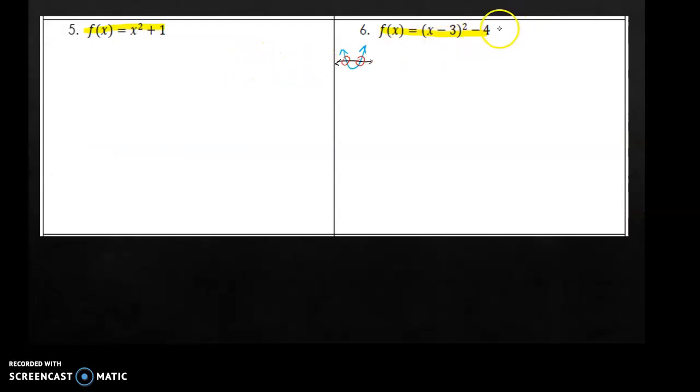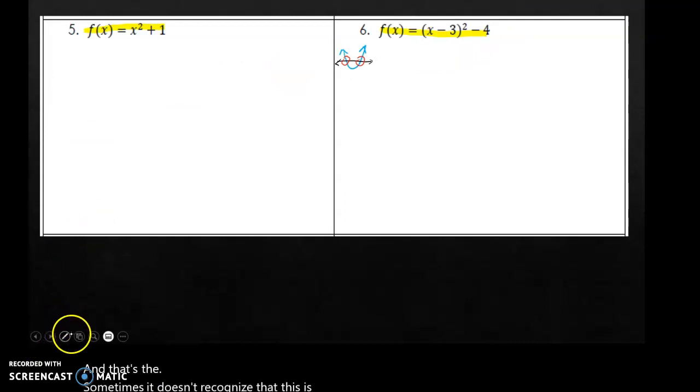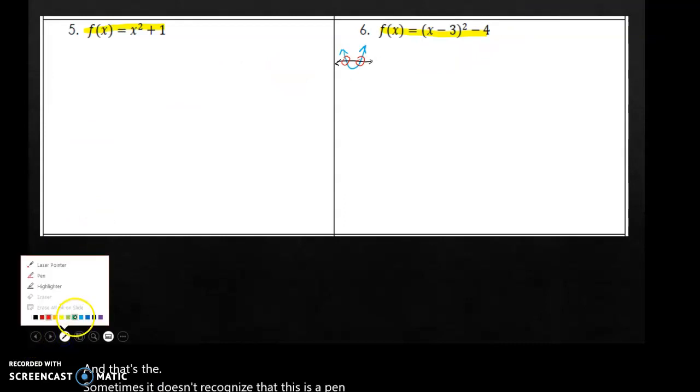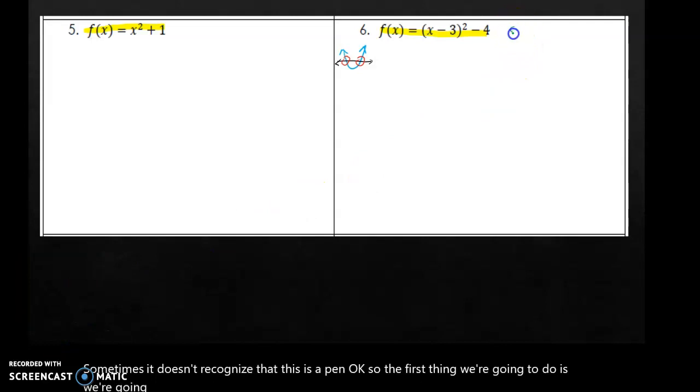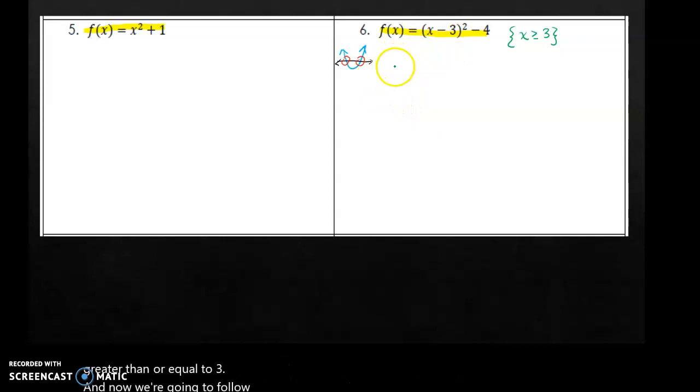Okay, so we know that we have to restrict the domain, and sometimes it doesn't recognize that this is a pen. Okay, so the first thing we're going to do is restrict the domain with the domain that we found from Desmos, which is x is greater than or equal to 3. And now we're going to follow exactly the same steps that we did before. We're going to replace our f of x with y.